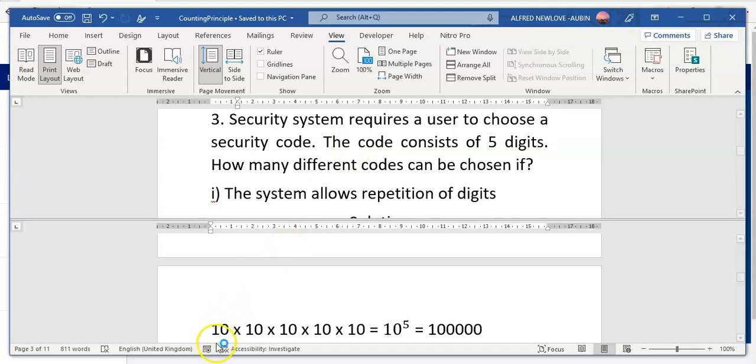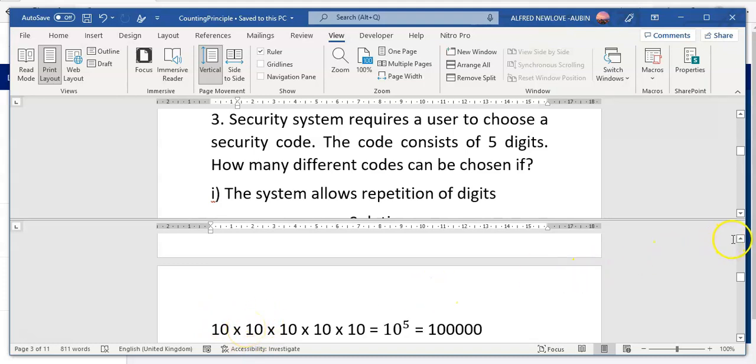So it means we have 5 spaces, 1, 2, 3, 4, 5. So here, the first space can take any of the 10 digits. So it can be 1 or 2, it can be 0, 3, etc. Then the second space can also take any of the 10 digits. Why? The system allows repetition of digits. So if you use 1 here, you can still use 1 here. So it can take any of the 10 digits.